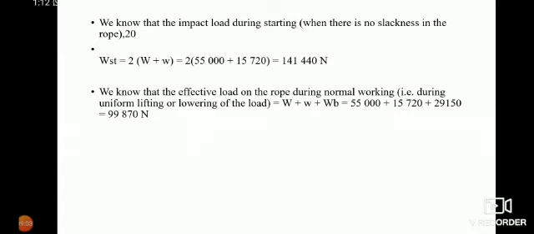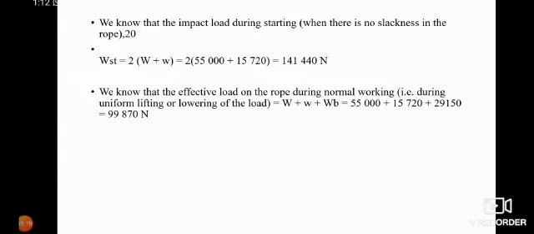We know that the acceleration of the rope load a equal to v divided by 60 t. So we get the value 0.83 meter per second square. Then additional load due to acceleration WA equal to (capital W plus small w) divided by g into a, equal to 5983 Newton. We know that the impact load during starting, when there is no slackness in the rope, WST equal to 2 into (capital W plus small w) equal to 2 into (55000 plus 55720) equal to 141440 Newton.